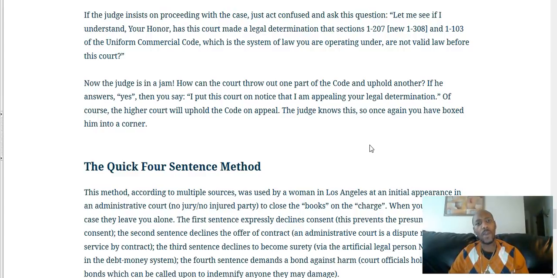How can a court throw out one part of the code and uphold the other? Next question. If he answers yes, then you say, I put this court on notice that I am appealing your legal determination. Of course, the higher court will uphold the code on appeal. The judge knows this. So once again, you have them boxed in the corner.